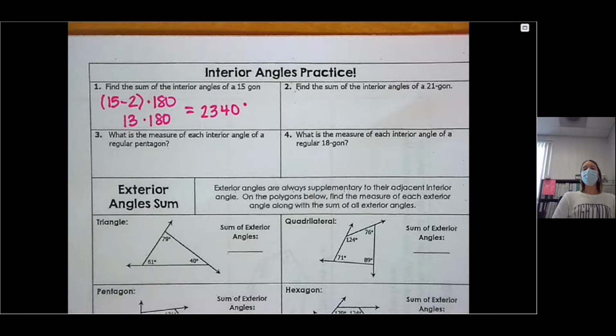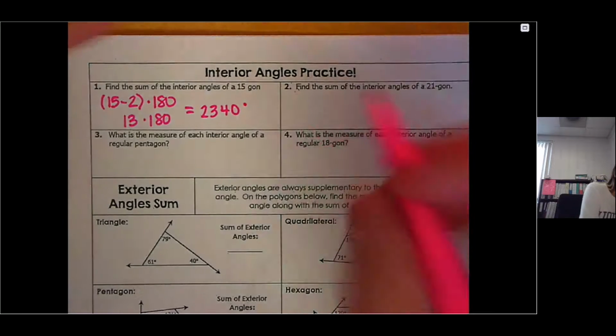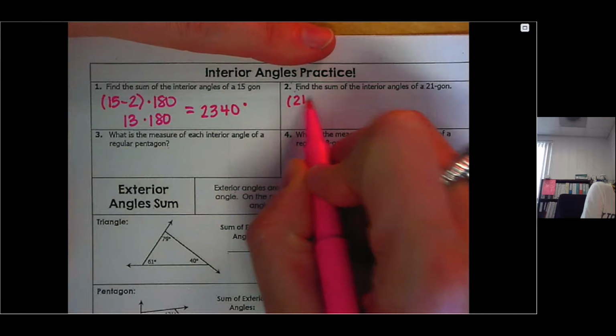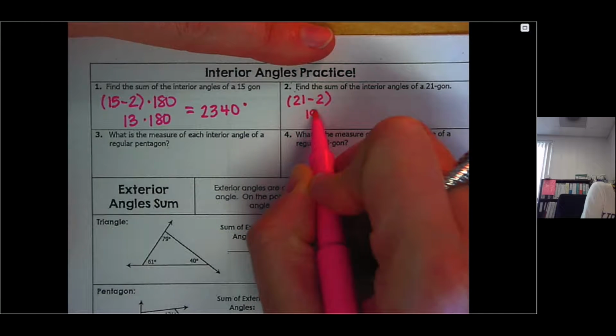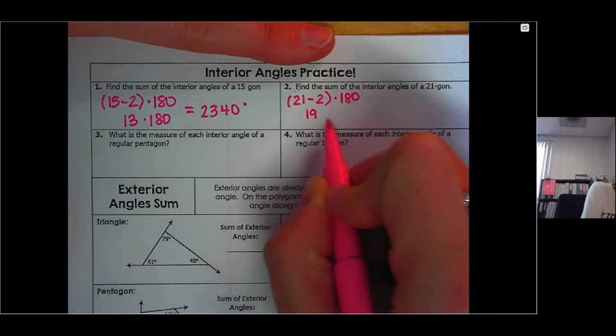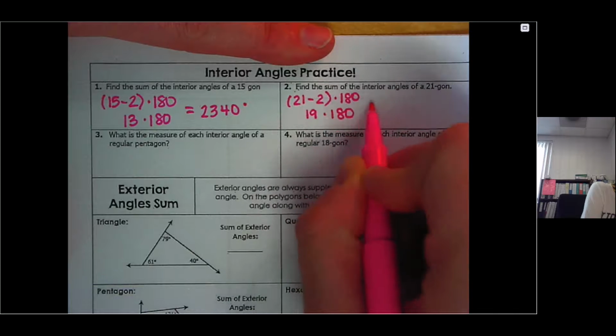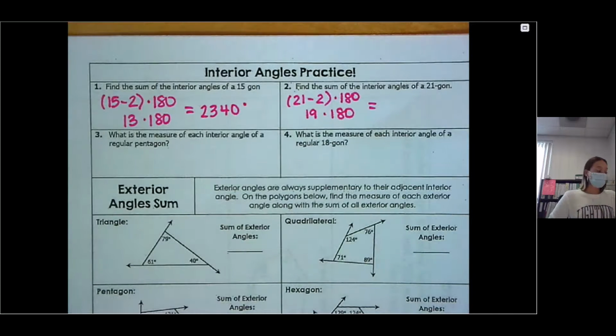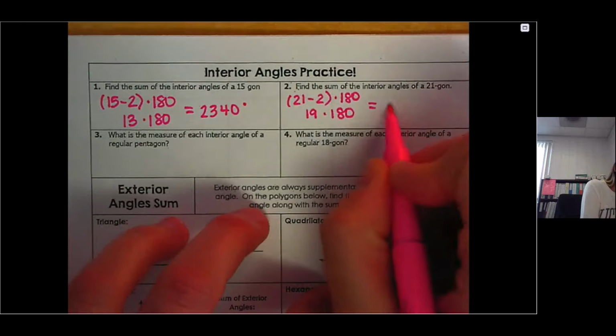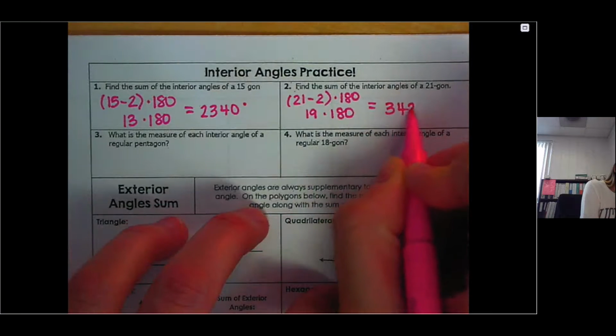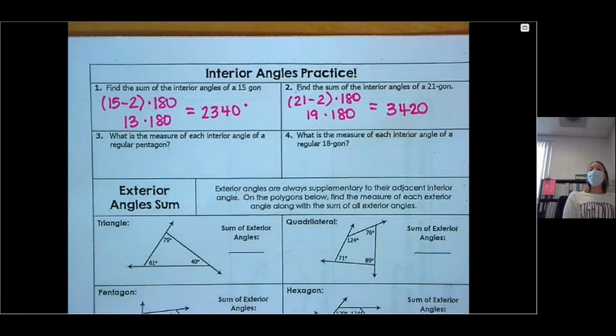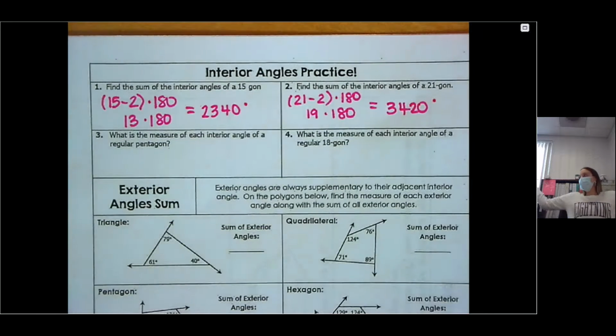Number 2, find the sum of the interior angles of a 21-gon. So a 21-sided figure, what do I do? Subtract 2. Good, I get 19, and then I multiply that times 180. 3,420 degrees. Okay, that's it.